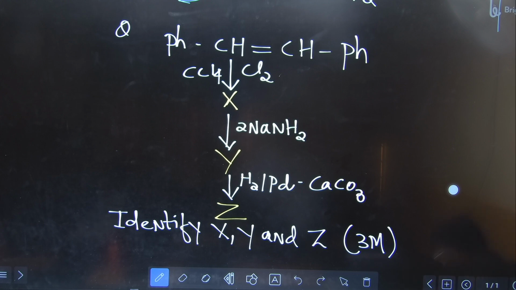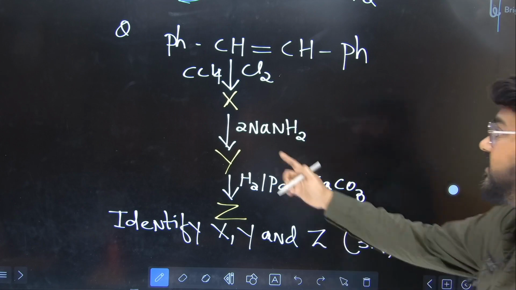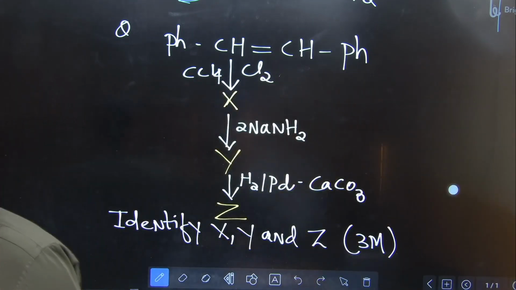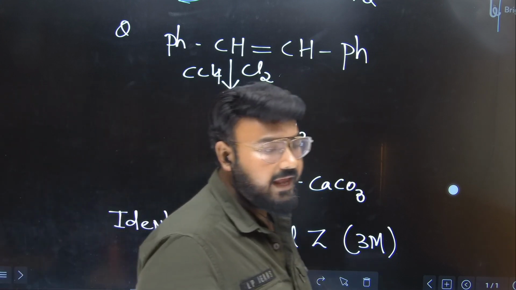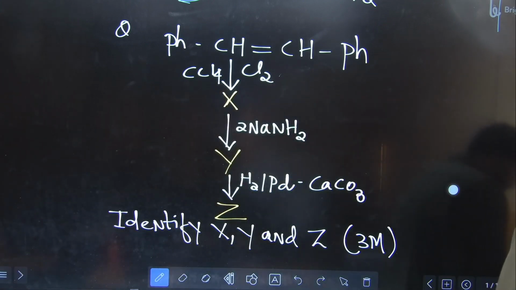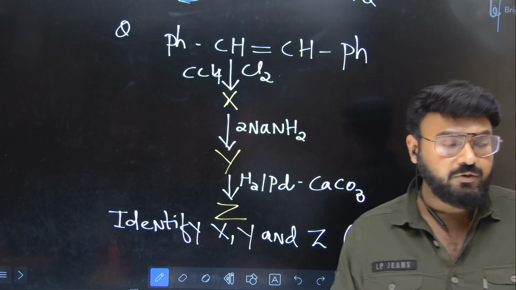See, X is very easy. We can get X very easily, right? What will happen in X? Can anyone tell me the idea? Anyone who can tell me what do we get in the X? Yeah. What do we get in the X, guys?